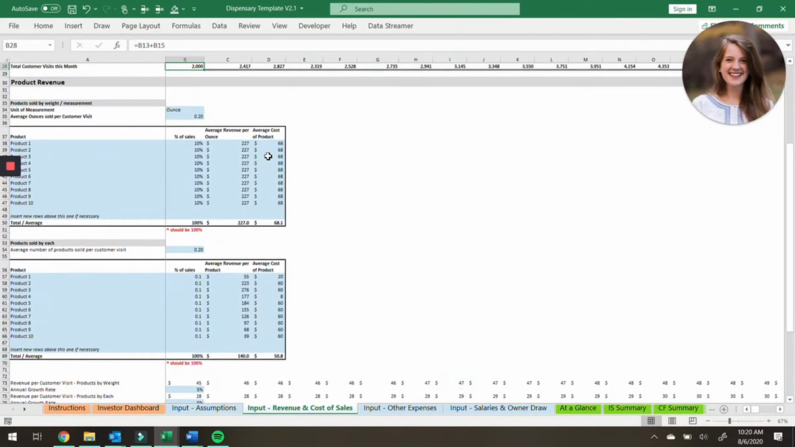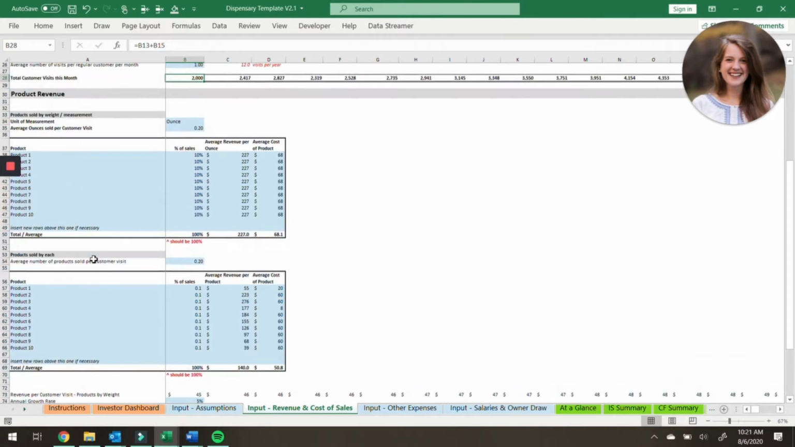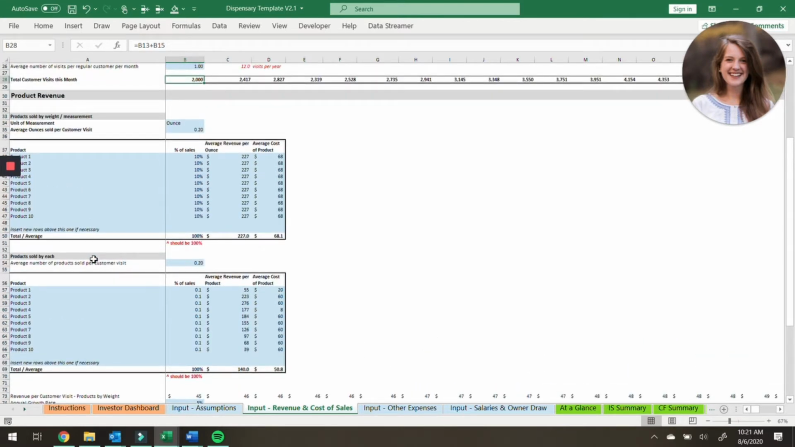We next scroll down to the product revenue here. So there's 2 types of products that are modeled in this tab. We have products sold by weight or measurement, and then products sold by each or individual items. So this could be your t-shirts, your cups, whatever it is, just things that are sold by individual piece as opposed to by weight or unit of measurement.